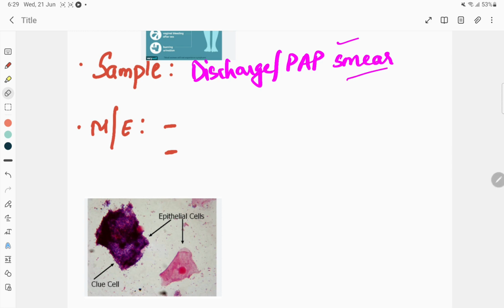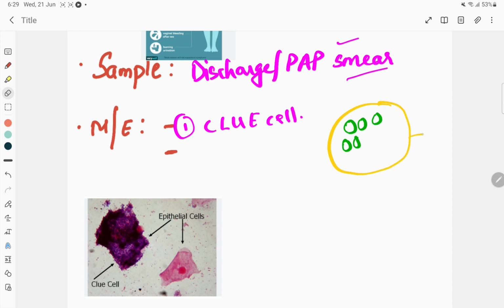Now in microscopy, what do you see, guys? Very important. First thing that you see here is a clue cell. Now, what do you mean by clue cell? These are nothing but the bacteria. Let me draw the bacteria here for you. The bacteria will invade the superficial, or I say the normal epithelium of the cervix. So let me draw it out. This is a normal epithelium. This yellow cell that I've drawn here is a normal epithelial cell of the cervix. The bacteria will invade it, and the whole structure is called a clue cell.